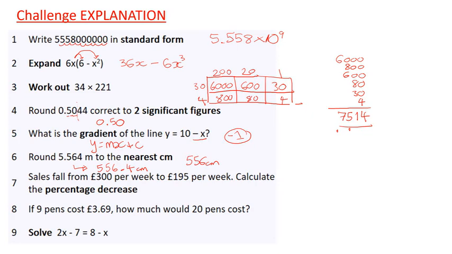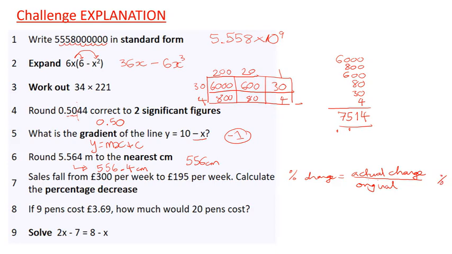For the next one, sales fall from £300 per week to £195 per week. We did this just before lockdown. We are looking at the percentage change. Here it's a decrease, and we need to work out the actual change, and we always compare it to the original amount. That was the formula you wrote in your exercise books. And then we need to turn that into a percentage.